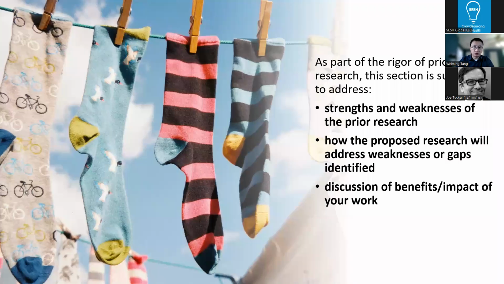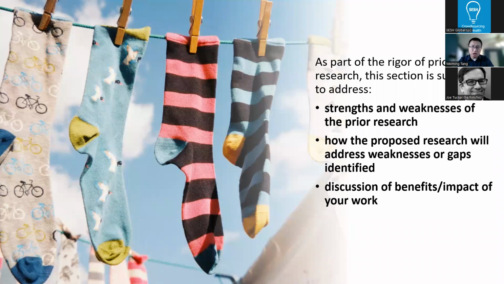As part of the rigor of prior research, this section is supposed to address the strengths and the weaknesses of the prior research. Here, you need to put your study into the research literature, into context, by reviewing lots of ongoing studies or past studies, reviewing the study gaps, and how the proposed research will address the weakness or gap identified. So that means in the significance part, you not only need to identify the gap, but you also need to propose how you will actually address the gap or the weakness.